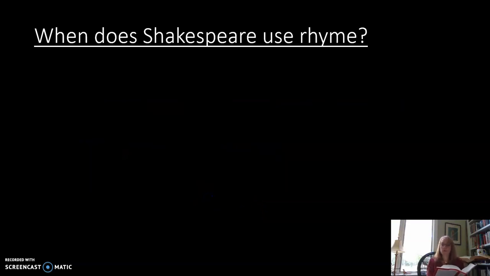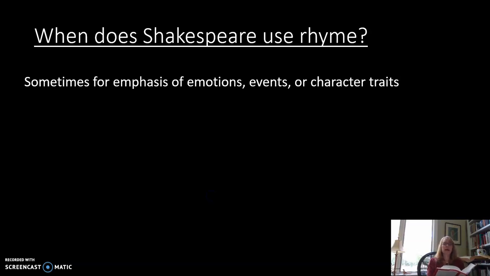When does Shakespeare use rhyme? Well, frequently in this play, you'll find rhyming as well. Sometimes for emphasis of emotions, events, or character traits. So for example, when either of the fathers in the play talks about their emotional ties with their children or their concerns for their children, you'll hear a lot of rhyming. So for example, where Montague is talking with Benvolio about Romeo's depression, there's a lot of rhyming. Or when Capulet talks to Paris about a possibility of marrying Juliet.